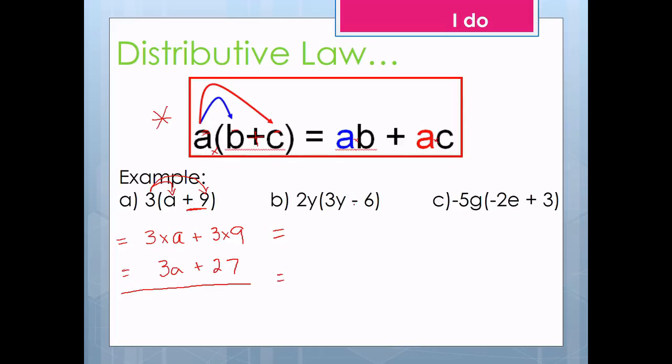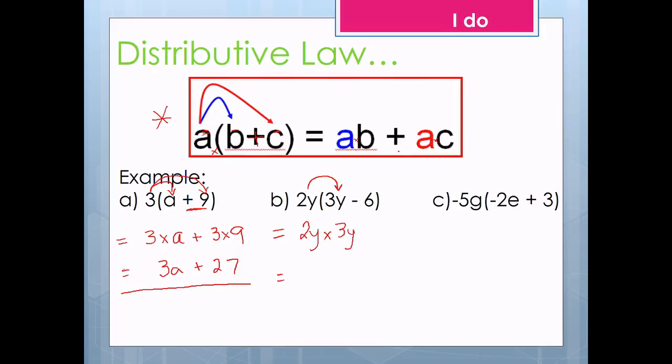Now this one's a little bit different because there's a negative in here, and I'm going to show you a controversial technique that I use when there's a takeaway inside the brackets. I'll tell you why it's controversial. But same sort of strategy. I'm going to multiply the number on the outside by that first term inside the brackets. I'm going to go 2y multiplied by 3y.